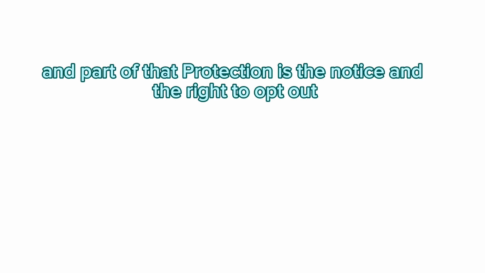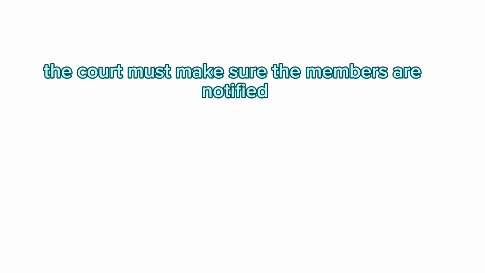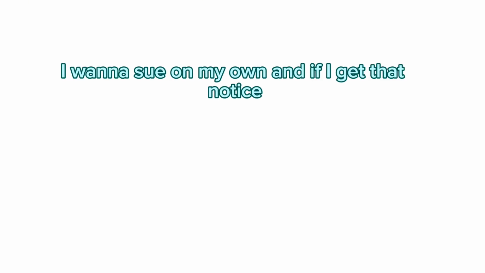And part of that protection is the notice and the right to opt out. A crucial point of due process. In a damages class, a Type 3 class, the court must make sure the members are notified, usually by mail or email. Hey, you're a part of this lawsuit. And they must give those people a chance to opt out. To say, thanks, but no thanks. I want to sue on my own.